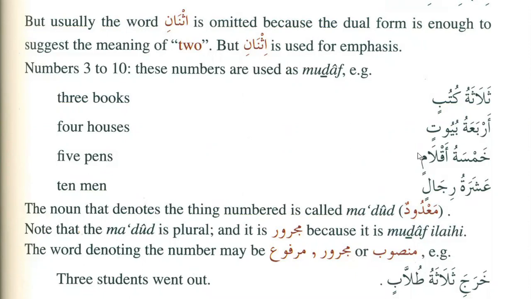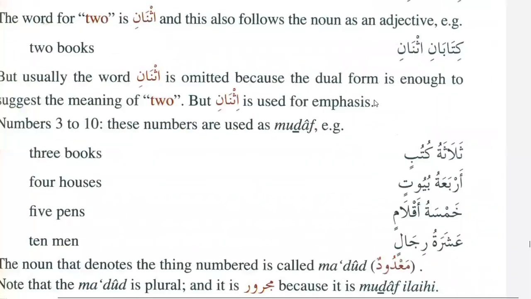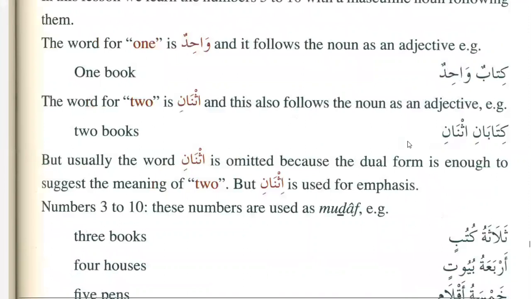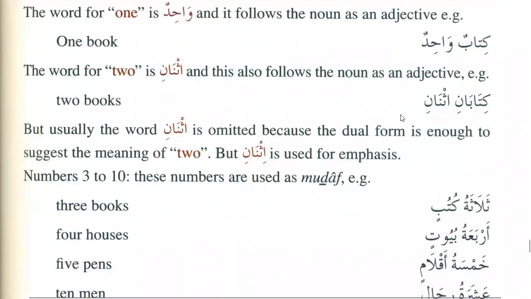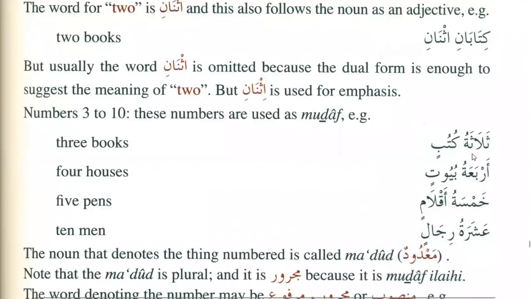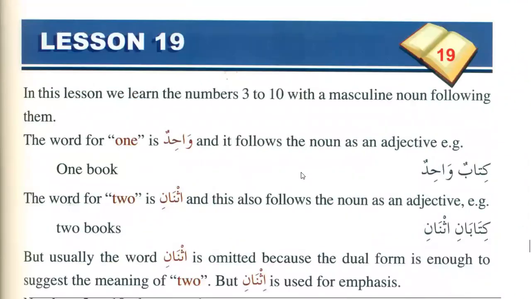So you learn these two things here. First thing, 1 and 2 follow the rules of naat manut. In 1 and 2, the adad is naat and madud is manut. And from 3 to 10, the adad is muzaf and madud is muzaf ilay. So you learn these two basic things here.